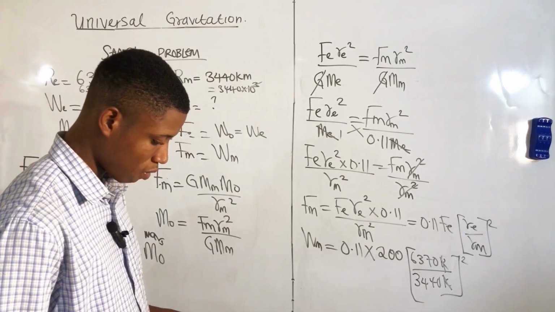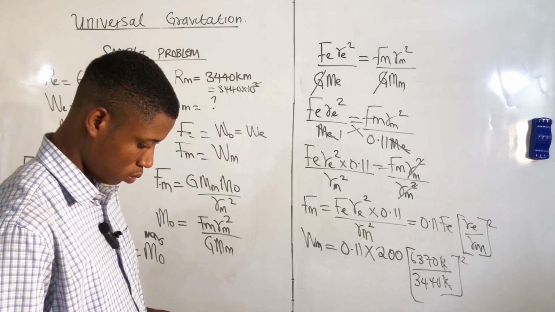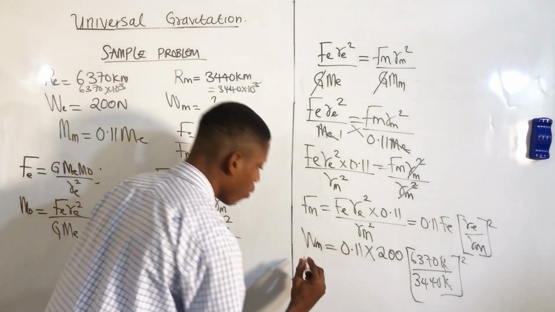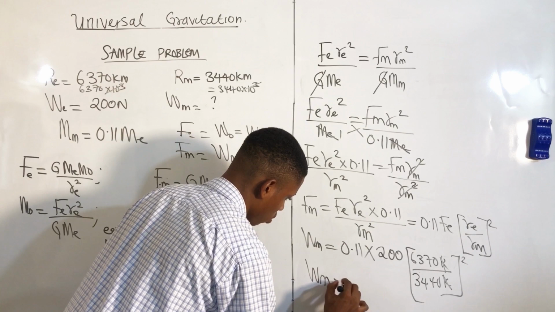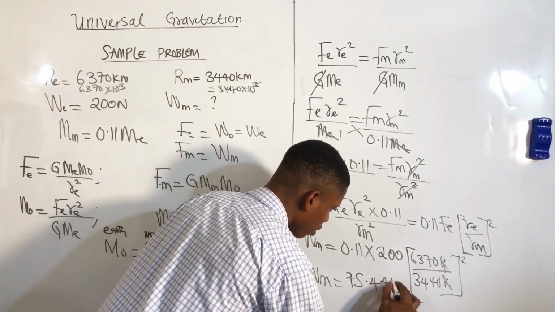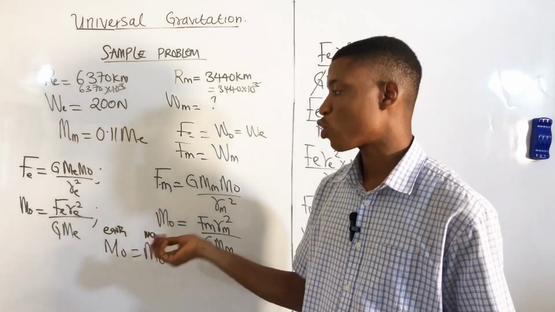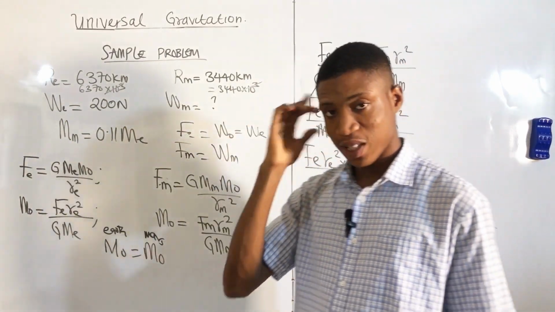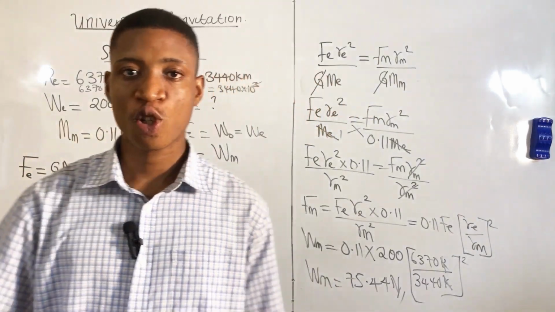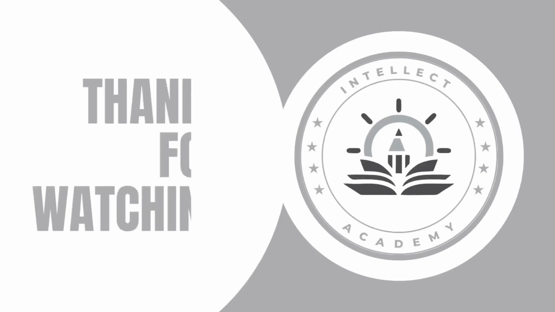0.11 multiplied by 200, so that the weight of the object on Mars is equal to 75.44 newtons. Now, our assumption is that this is a function. We said that the weight of an object on Mars and Earth is a function of the gravity of Earth and the gravity of Mars.